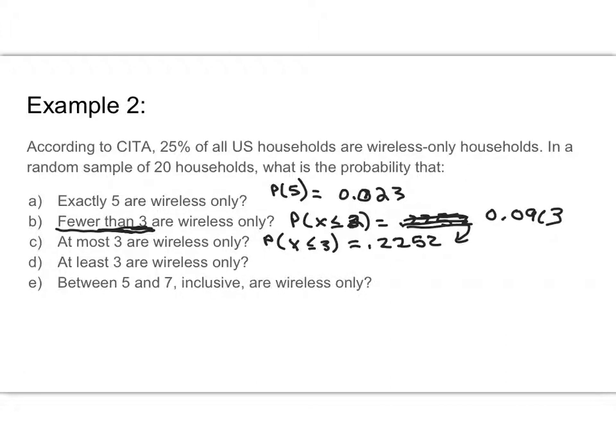So at least 3 are wireless only. Is 3 at least 3? Yes. I'm being more careful this time, you see. Is 4 at least 3? Yes.